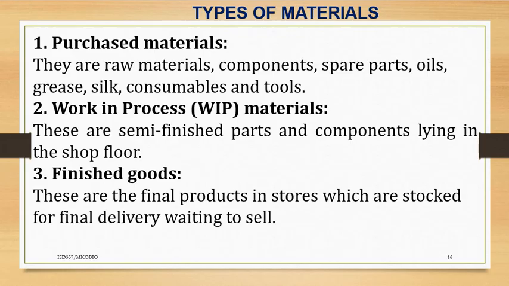To produce or to manufacture goods. So the needed raw materials, the purchased materials, are the raw materials that you have sourced from suppliers. It can be in the form of components, spare parts, grease, consumables and tools. They are all purchased materials. Are we good? And the work in progress materials are the semi-finished parts and components lying in the shop floor.